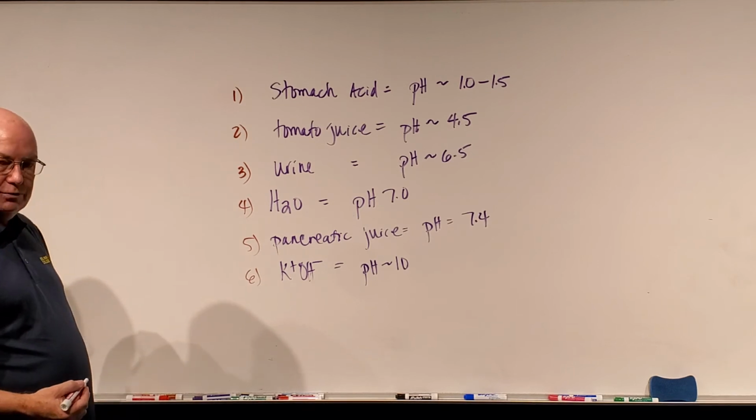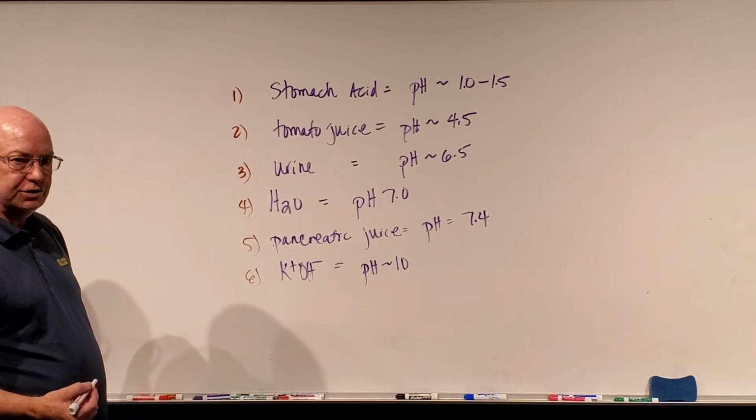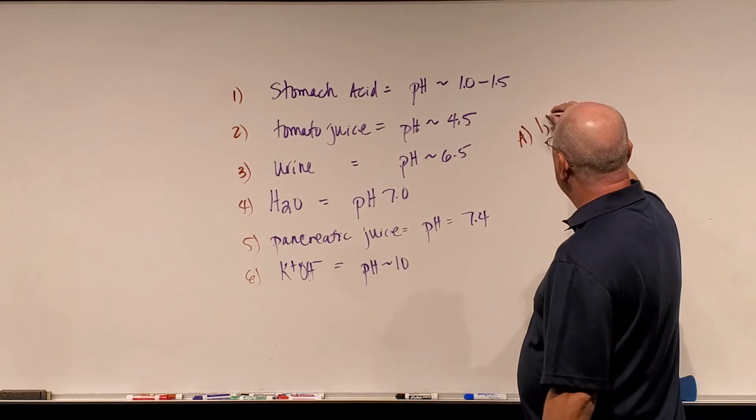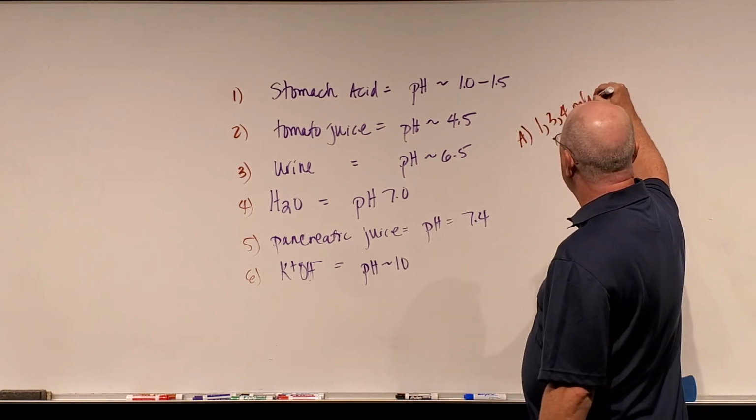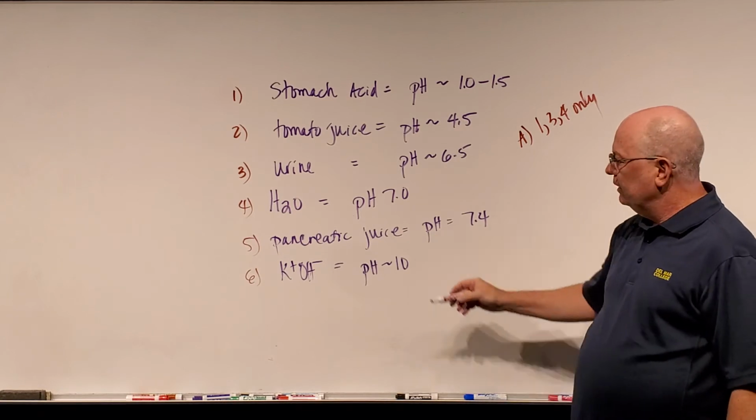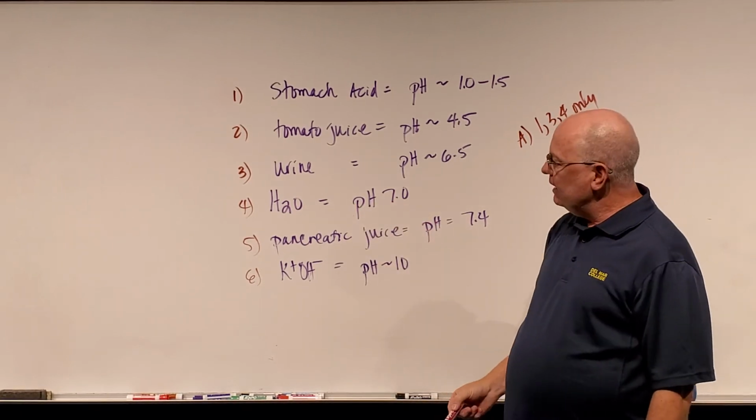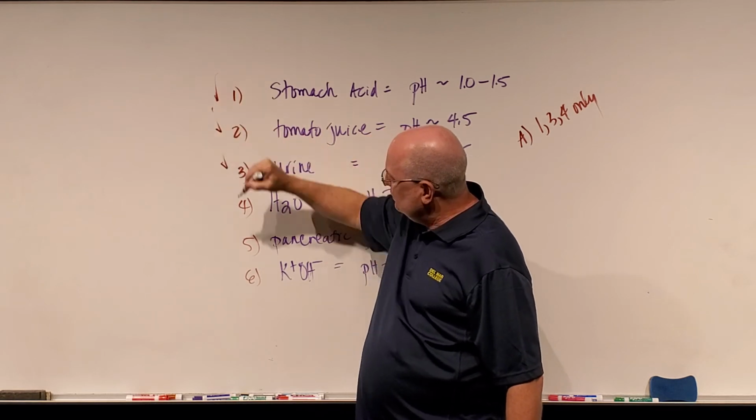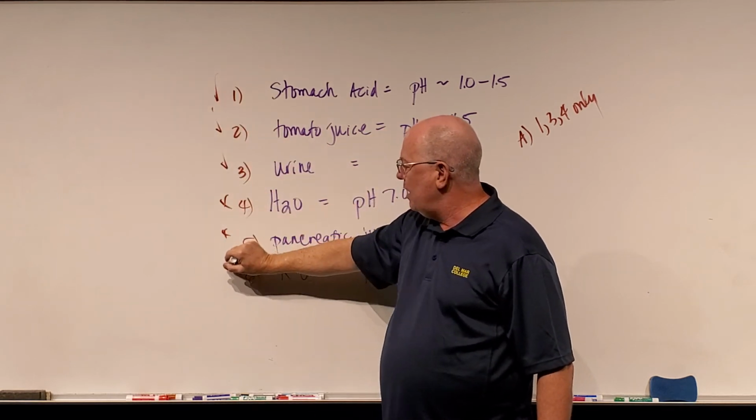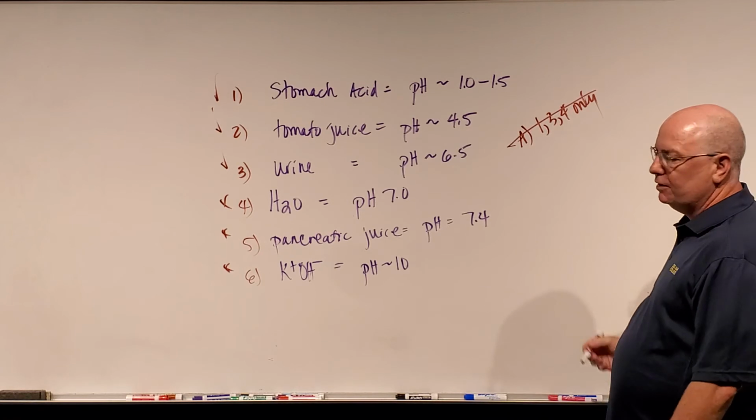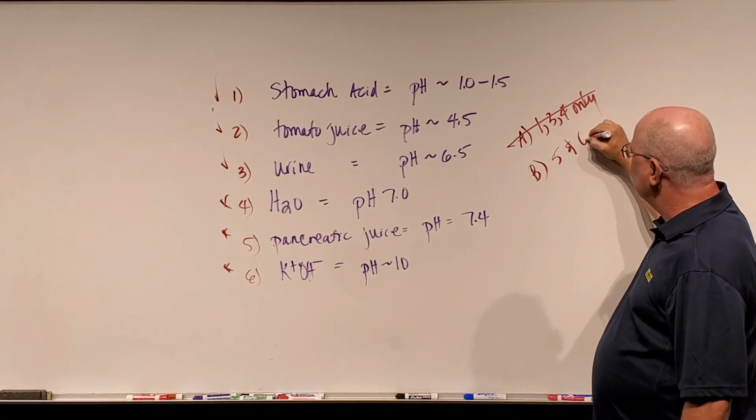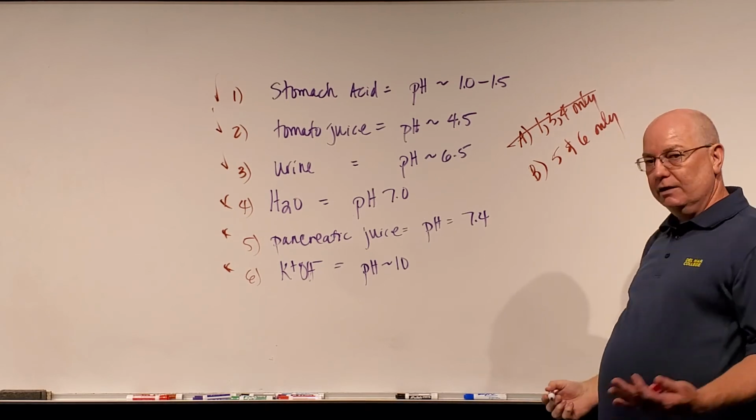Which of the following substances would be considered acids? And let's say answer choice A says 1, 3, and 4 only. Is that true? Is 4 an acid? And the answer is no. This one's an acid, this one's an acid, and that one's an acid. These are not. So that answer cannot be correct. Let's say answer choice B says 5 and 6 only. Is that correct?